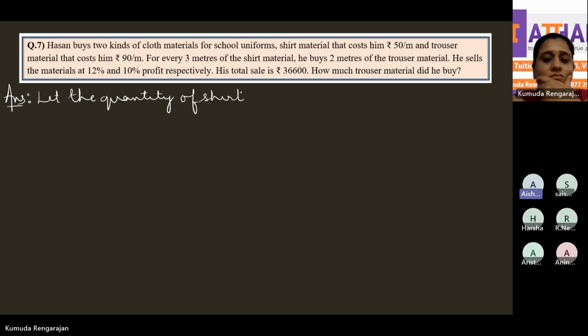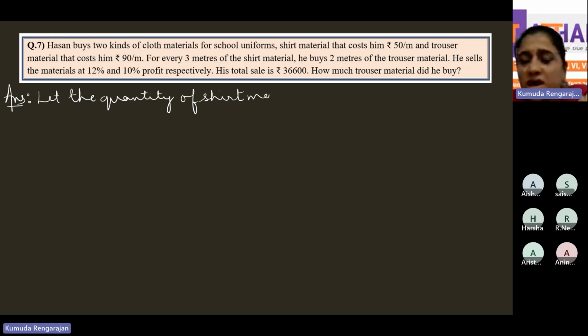So in this question, we have to find out how much material he bought. Correct. Individually, how much shirt material? Shirt material is not asked. How much trouser material did he buy? You should find that. Yes.